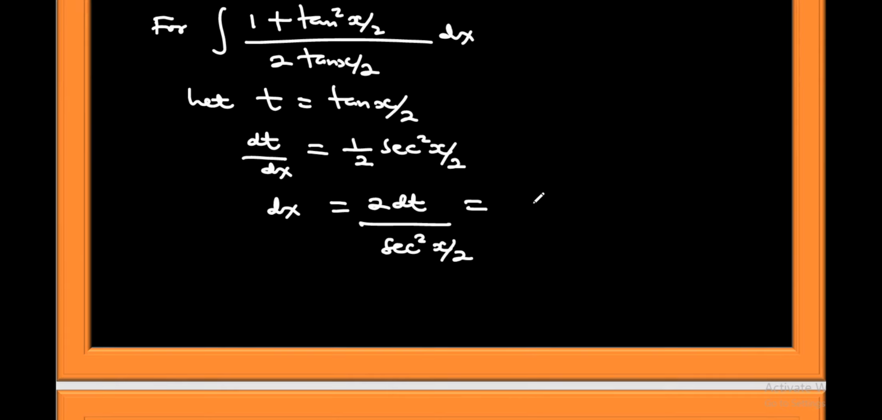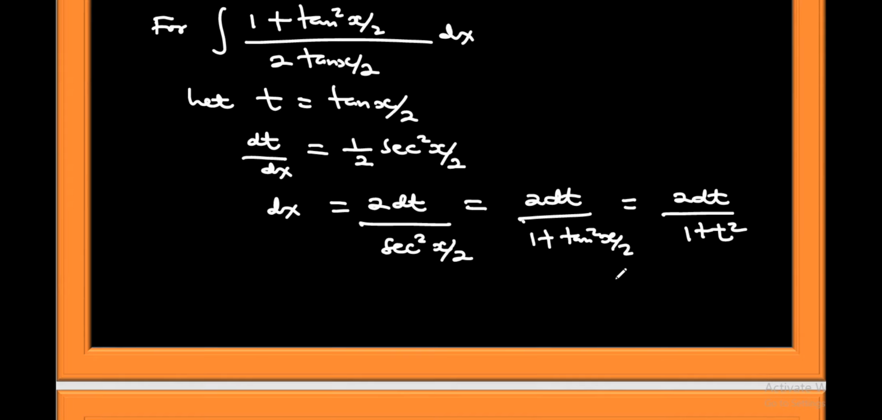But this translates to 2 dt divided by 1 plus tan squared x over 2. I'm showing all the details, being the first example, and which means you actually have it as 2 dt divided by 1 plus t squared. Why do I say 1 plus t squared? It's because where there is tan x over 2, we are representing it with t. That's why we have that.